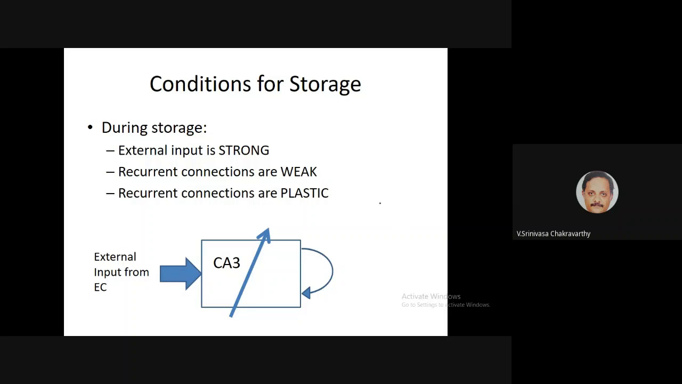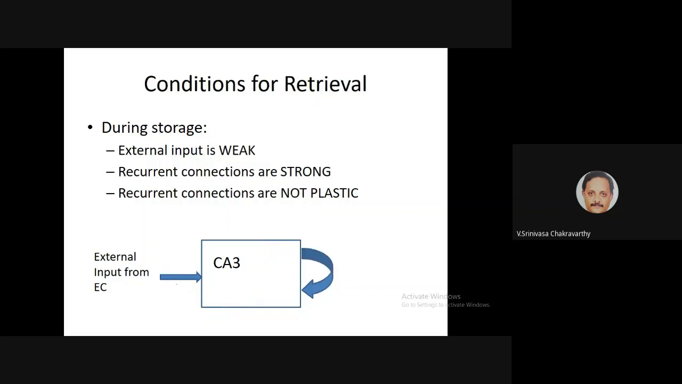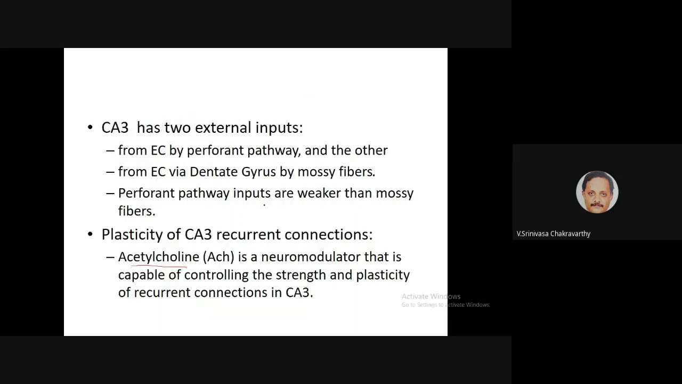So therefore, during storage, external input must be strong, recurrent connection must be weak, and recurrent connections must be plastic. They must be modifiable during that stage. Sorry, this is retrieval. External input should be weak, recurrent connections are strong, recurrent connections are not plastic. This is what we want, right?